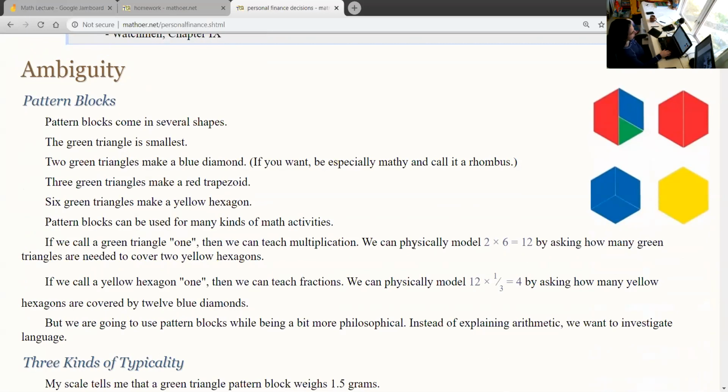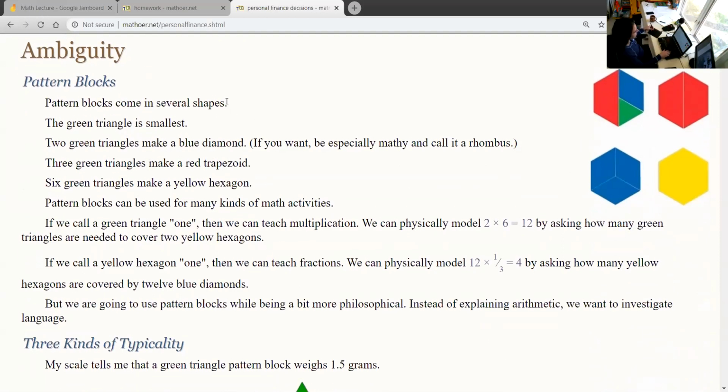pattern blocks are these toys here. If we were in a normal class, I would take out a tub of them and you could all play with them, but I can't do that online. Is there anyone that's never seen them before? These plastic or wooden blocks? I haven't. Okay. I could go down and get my tub of them, but that wouldn't really help you.